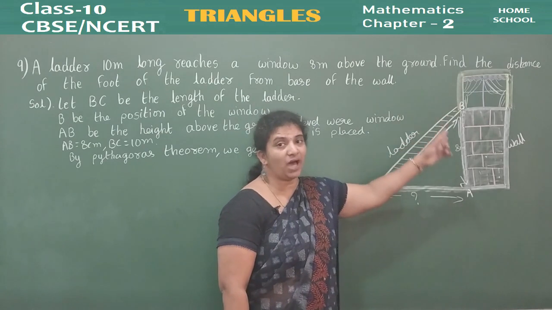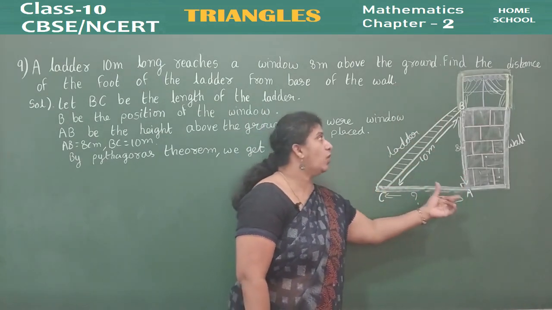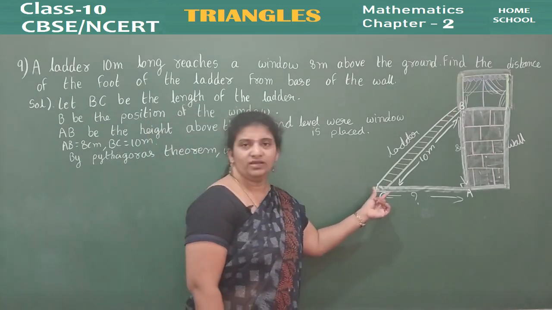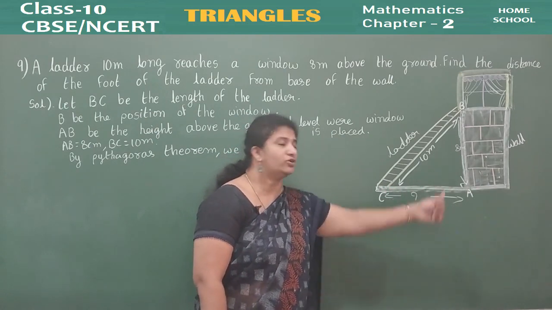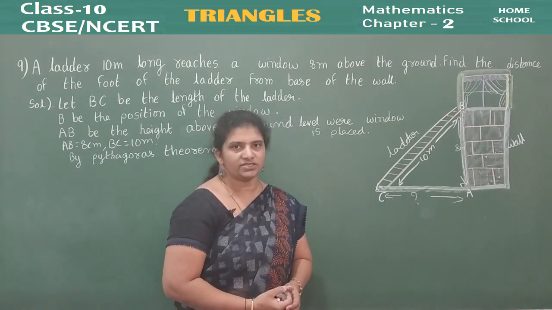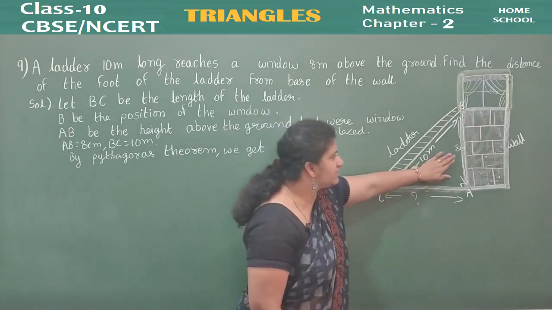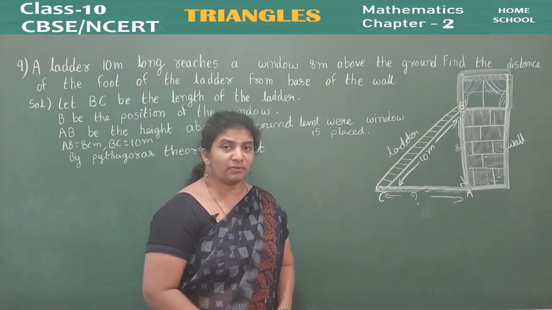The window is placed 8 meters above the ground level. At what distance is the foot of the ladder placed, that is, the distance between the foot of the ladder and the foot of the wall, is your question. So imagine the figure and take only this right triangle. The wall is perpendicular, right?